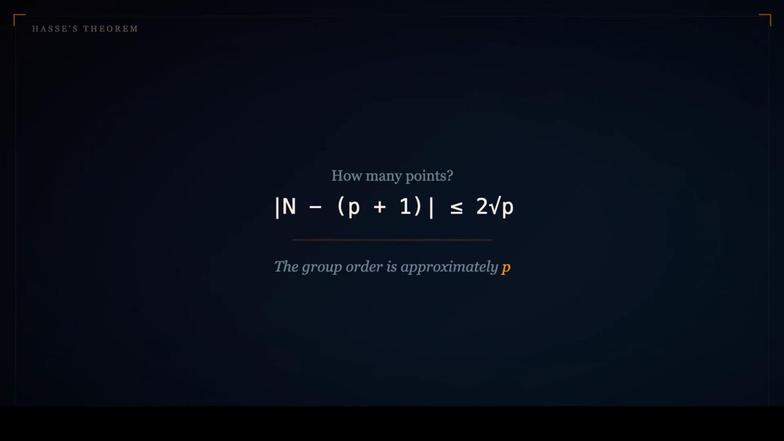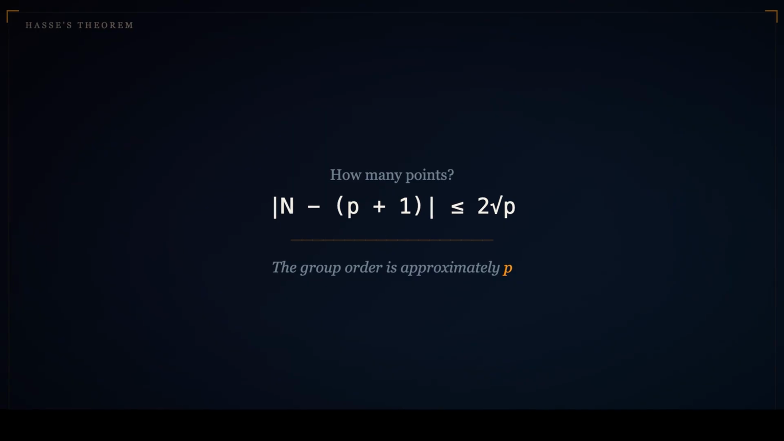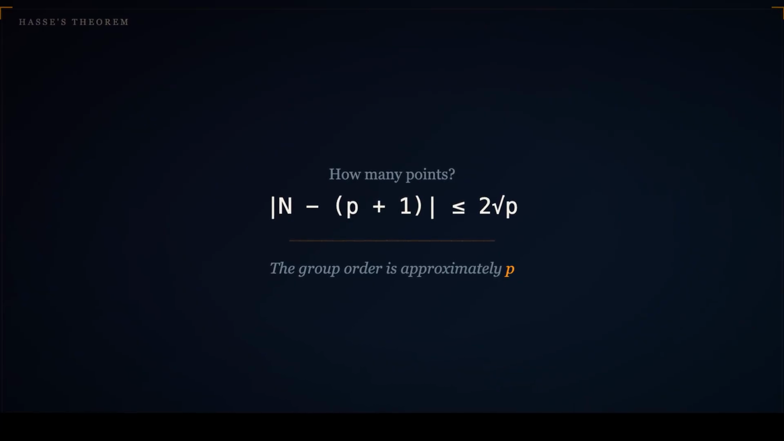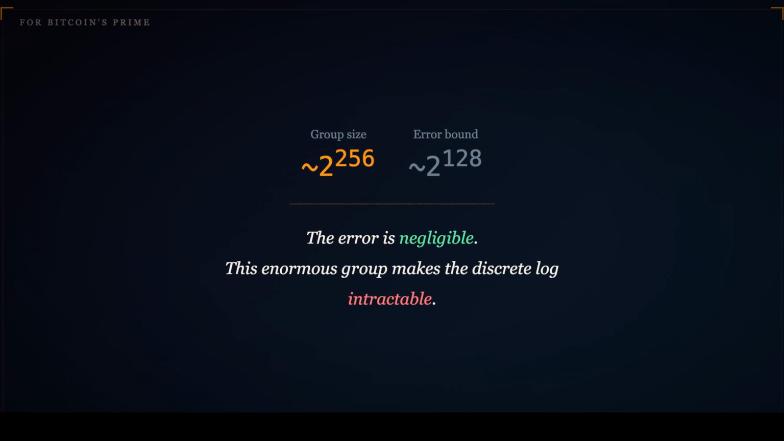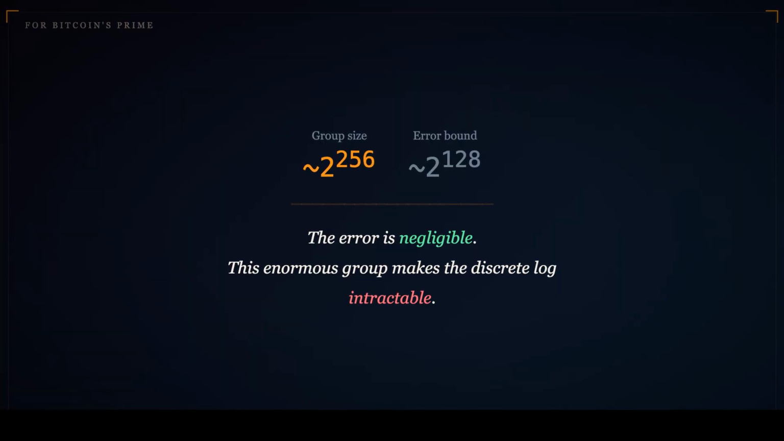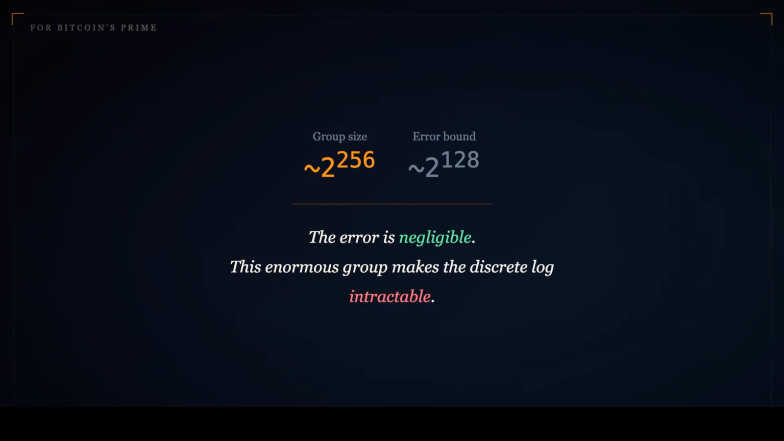How many points does an elliptic curve over Fp have? Hasse's theorem gives a tight bound. The number of points n satisfies the inequality: the absolute value of n minus p minus 1 is at most 2 times the square root of p. For Bitcoin's prime, which is roughly 2 to the 256th power, the number of points is approximately 2 to the 256th. The error term, 2 times the square root of p, is only about 2 to the 128th. It is negligible compared to the group size. This enormous group is what makes the discrete logarithm problem intractable.